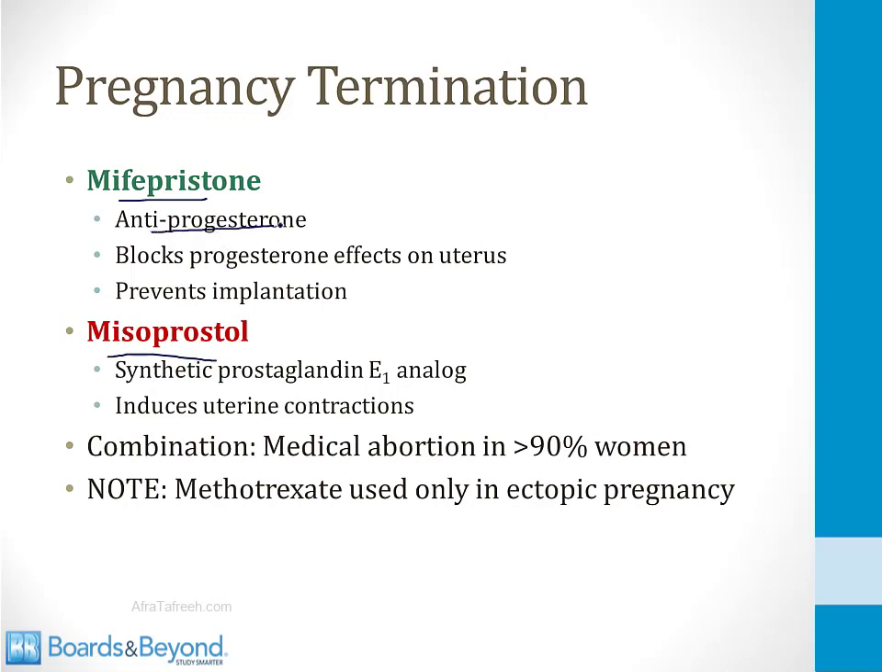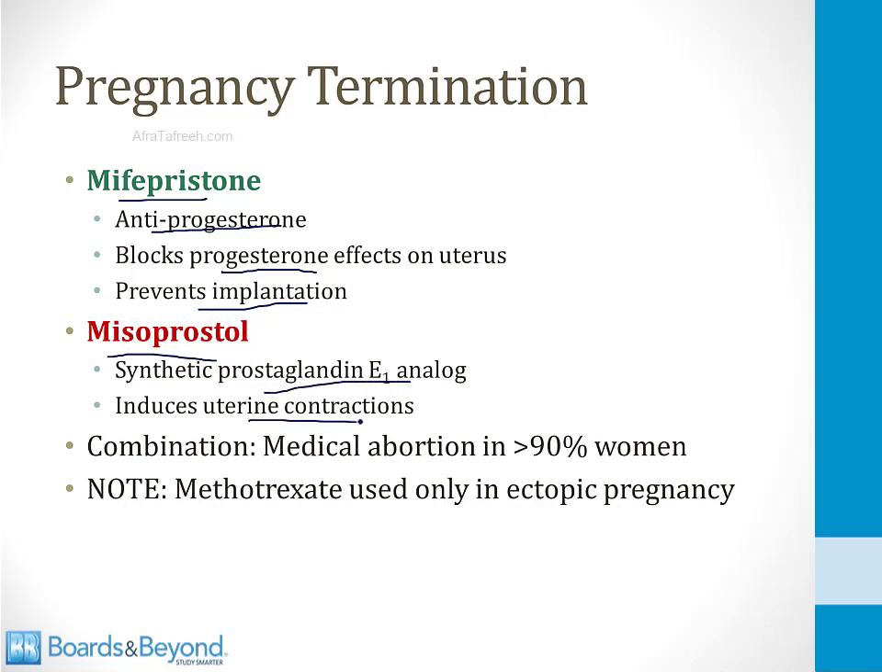Mifepristone is an anti-progesterone, so it blocks progesterone effects on the uterus. This will prevent implantation and cause the woman to shed her uterine lining. Remember that when progesterone levels fall as a normal part of the menstrual cycle, the woman sheds her uterine lining. So if you block the effects of progesterone on the uterus, it will not prepare for pregnancy and the lining will be lost. Misoprostol is a synthetic prostaglandin E1 analog.